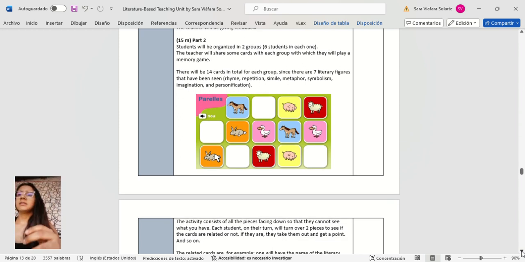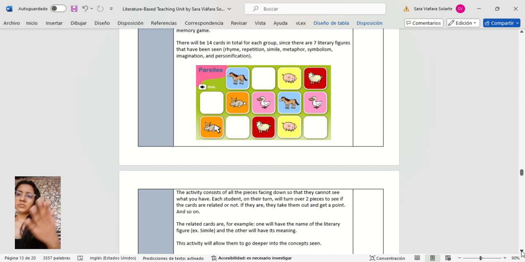Then there is a second activity in which students will be organized into groups, and the teacher will share some cards with each group, with which they will play a memory game. So there will be 14 cards in total for each group, since there are 7 literary figures that have been seen: rhyme, repetition, and so on.